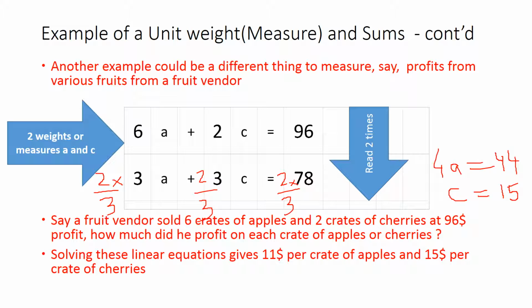Now, what are these two profits, A and C? What are the unit measures? These can be determined by solving the linear equations. The linear equations could be solved by multiplying the second row by 2 and subtracting from the first. This would yield the equation 2A plus 2C is equal to 52, and after subtraction from the first equation, 4A is equal to 44. Thus, A is $11 per crate of apples. And from either the first or second equation, C is $15 per crate of cherries.